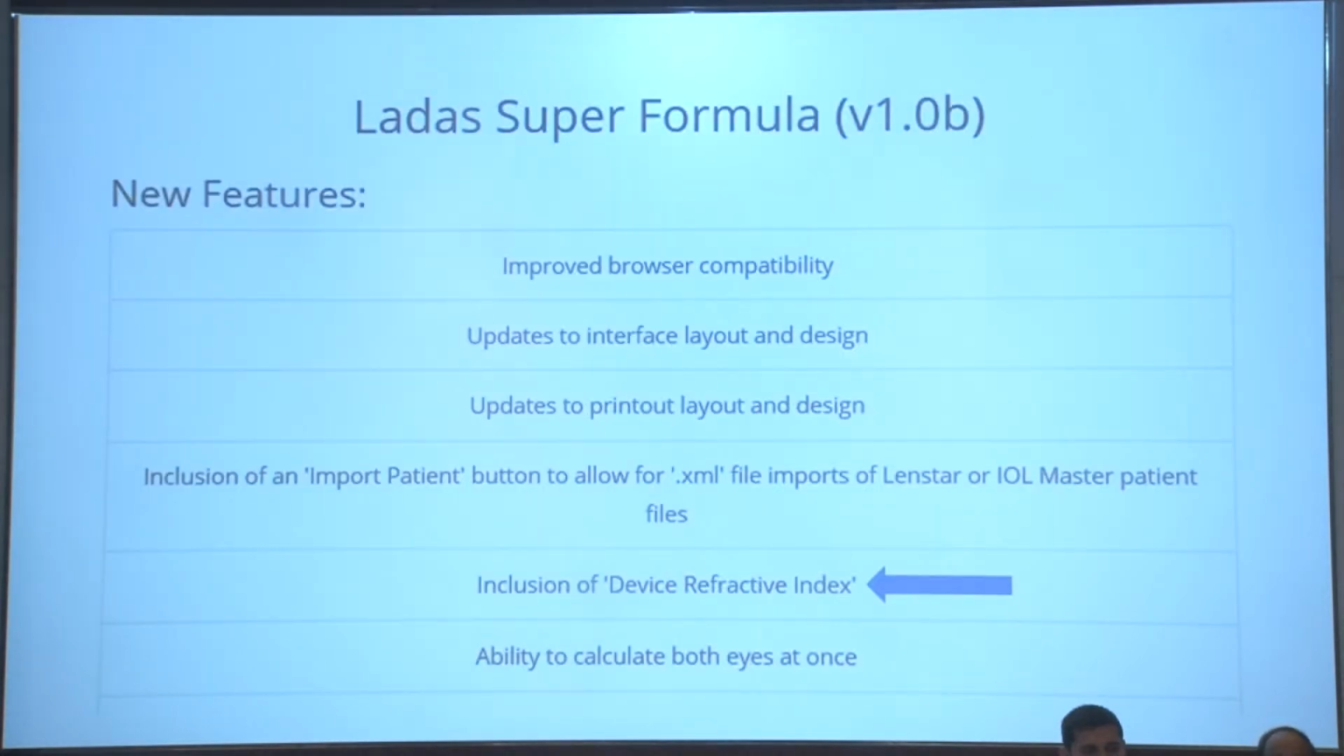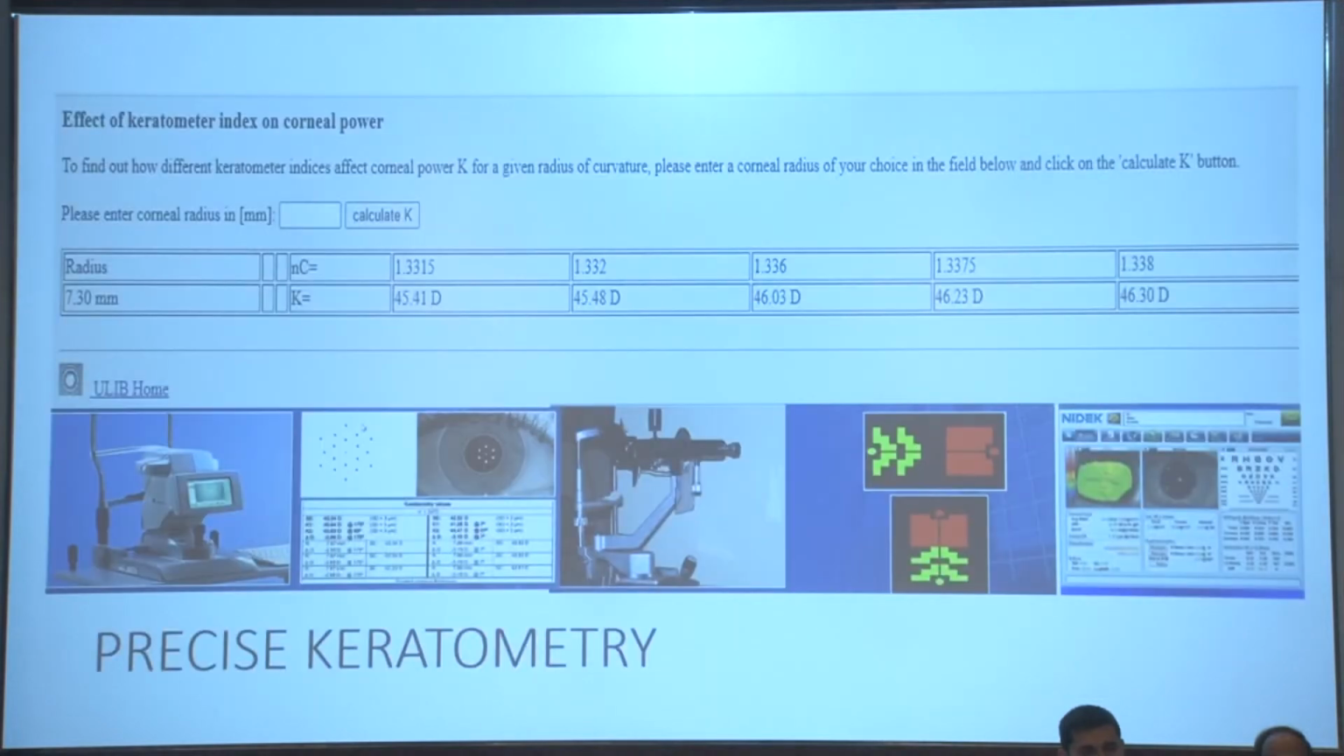Another important part is that the next version of LADAS has introduced refractive index inclusion. Device refractive index inclusion is very important. Why? Because our measurement of the cornea is mainly based on corneal curvature, not the actual corneal power. All the devices give the curvature and power, but not the actual power that we are putting into the IOL power calculation. Suppose your corneal curvature is 7.3. One machine considers a refractive index of 1.3375, and another machine considers 1.3337. So both are giving a refractive index, and both are giving different powers. This is taken care of by the LADAS formula.